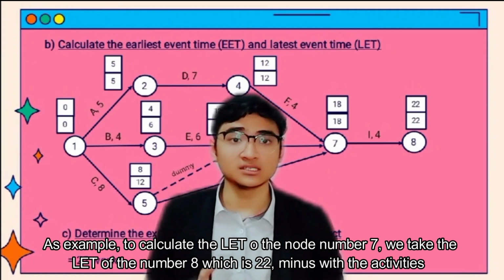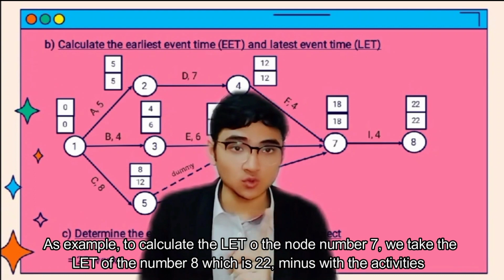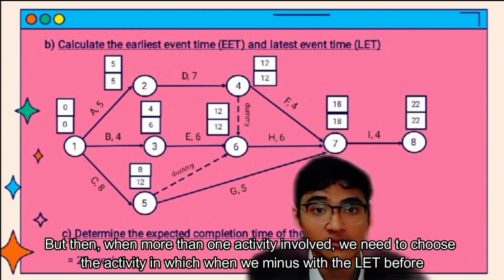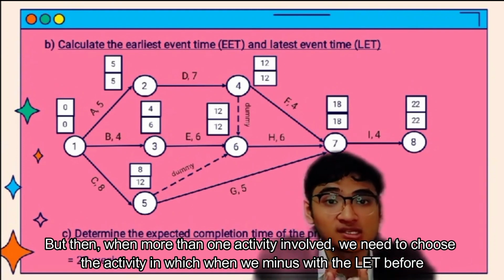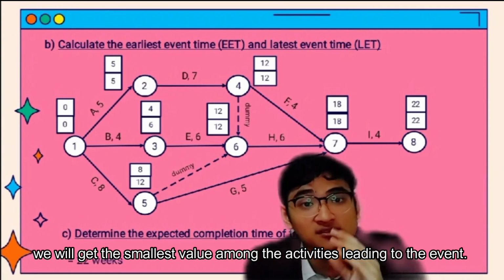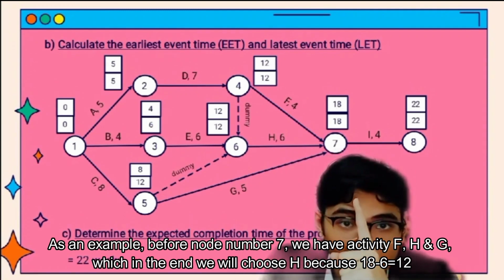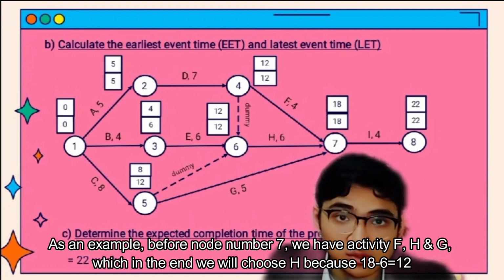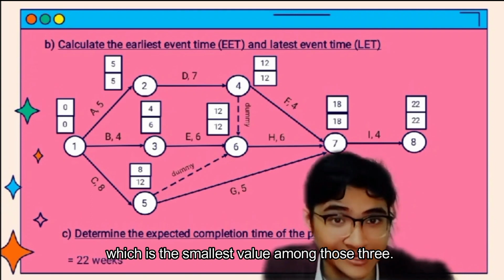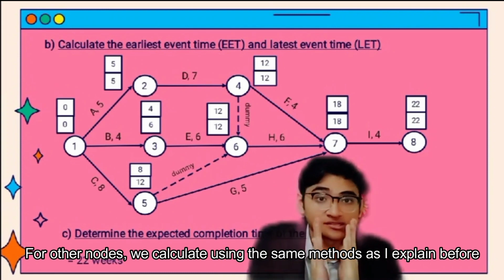As an example, to calculate the LET of node number 7, we take the LET of node number 8, which is 22, minus the duration of the activity between, which is 4, so we get 18. But when more than one activity is involved, we choose the activity which gives the smallest value when subtracted from the LET. Before node number 7, we have activities F, H and G, and we choose H because 18 minus 6 equals 12, which is the smallest value among those three. For other nodes, we calculate with the same method as explained before.